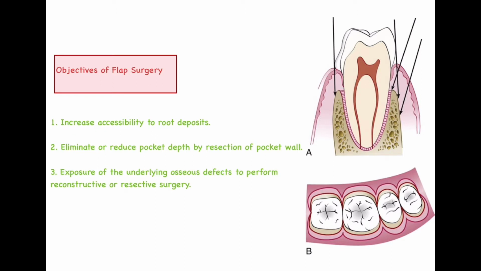The third objective is to expose the underlying osseous defects in order to perform a reconstructive or a resective surgery. So not only are we gaining access to the root but also to the bone. Therefore, in cases where there are any kind of osseous defects present, meaning any kind of craters or concavities, for that purpose we raise a flap so that we can see the underlying anatomy of the bone and perform certain reconstructive or resective surgeries. Okay, so these are the three objectives of the flap surgery.